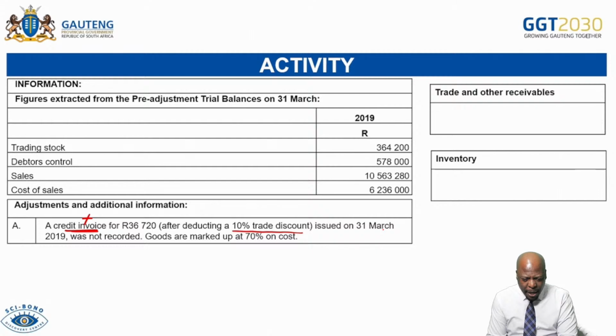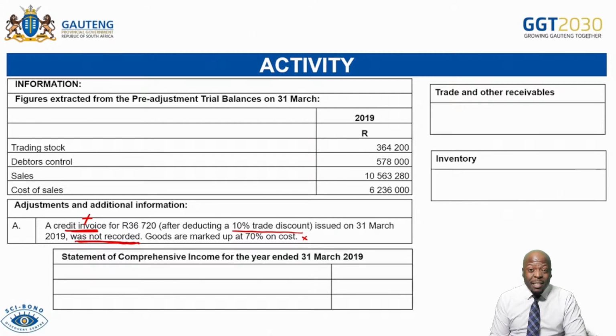Issued on the 31st of March 2019, was not recorded. Here are the key parts of the adjustment. This invoice was not recorded, and goods are marked up at 70% on cost. Let's see then, what are we to do? We are to prepare the statement of comprehensive income. All right, so make sure you have your table and let's begin.